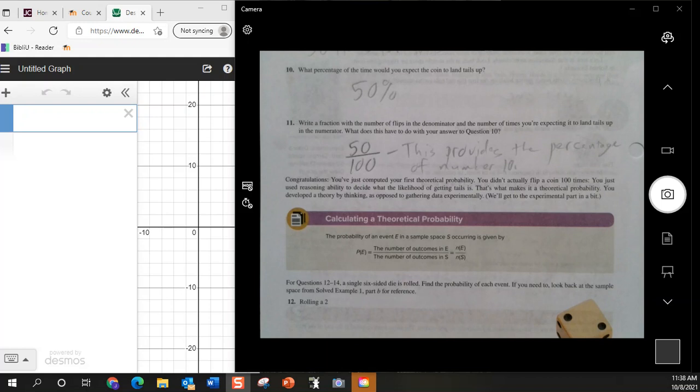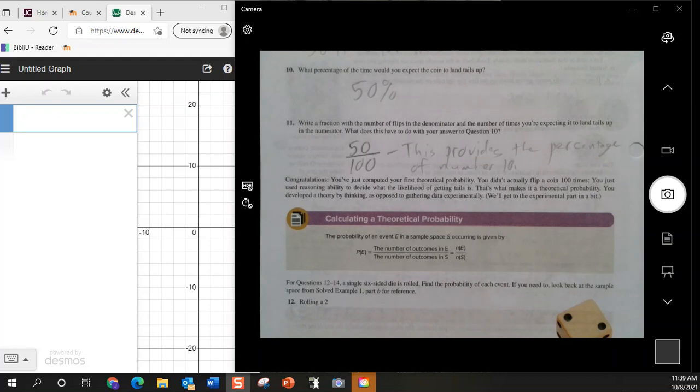Okay, so now calculating the theoretical probability, we have the probability of the event is the number of outcomes in the event divided by the number of outcomes in S, and S is your sample space. Now, for questions 12 to 14, a single six-sided die is rolled. Find the probability of each event. If you need to, look back at the sample space from solved example 1, part B for reference.